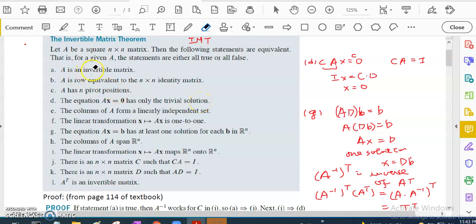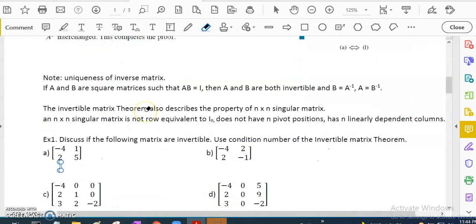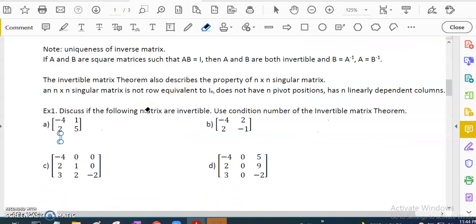In the last video, we talked about how to prove this whole list of statements, and concluded that they are actually connected to each other. The connection seems to be through D and G. Namely, whether this equation has only the trivial solution or at least one solution, and that's how you connect with the transformation and also the linear independent sets. That's the power of the independent set and the invertible matrix. That's how they connect together.